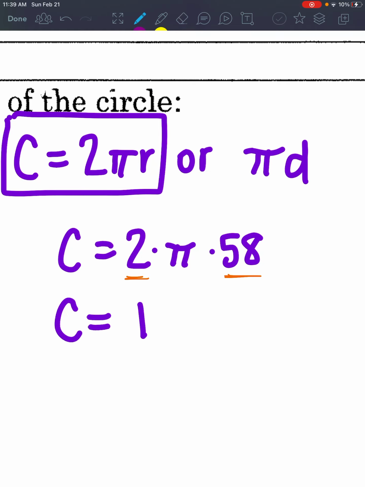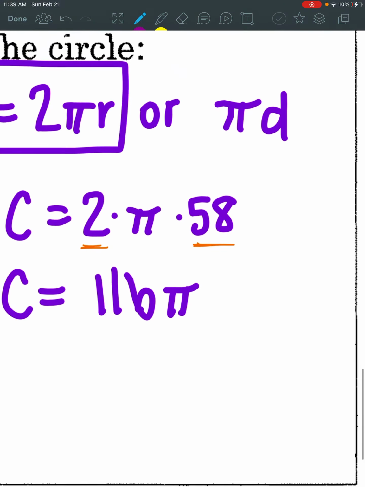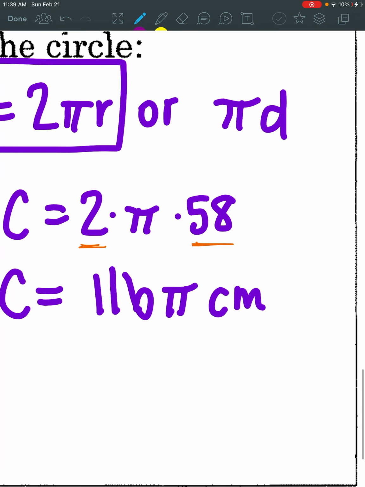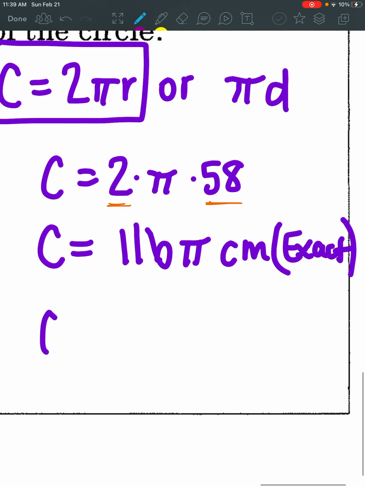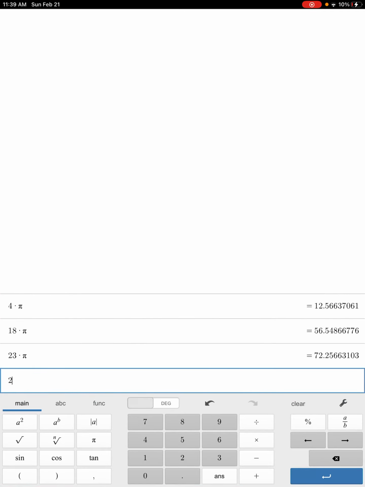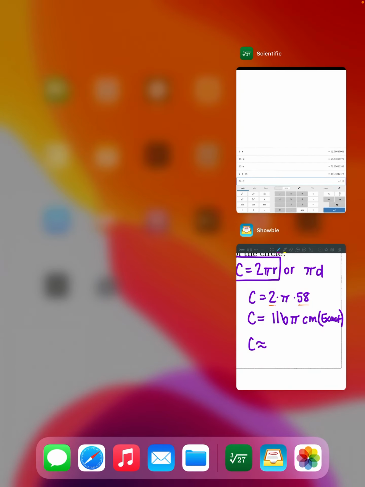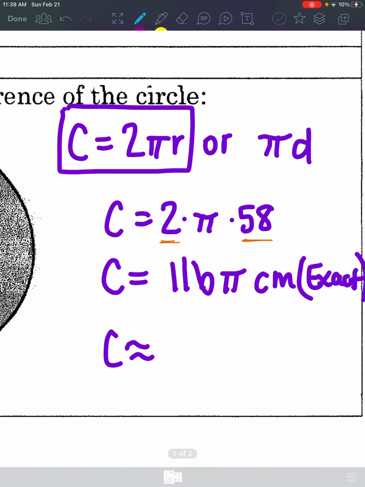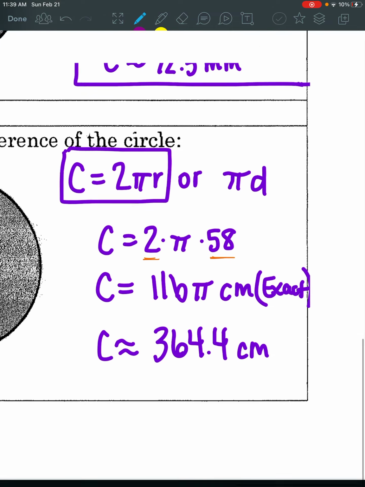we get 116 pi. And this one was centimeters. So that's our exact circumference. And then last step, we will round these. And at that point, you could actually plug all of this in at once. You can do 2 times pi times 58. And we get 364.4. And again, labeled with just centimeters.